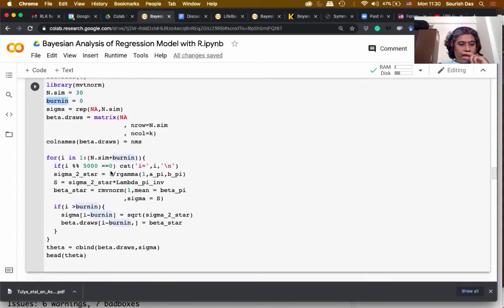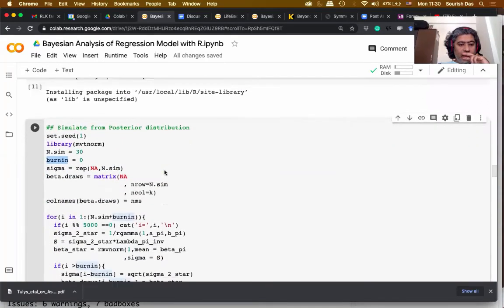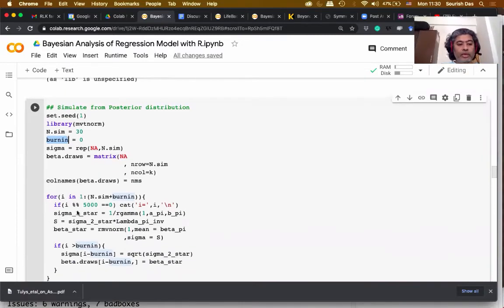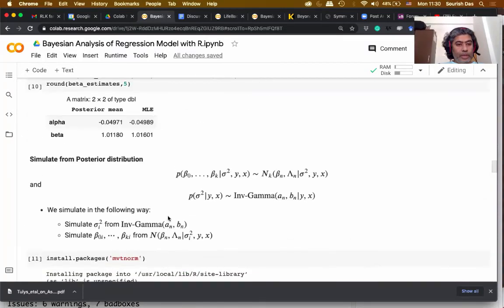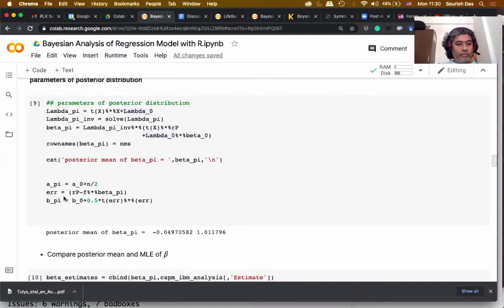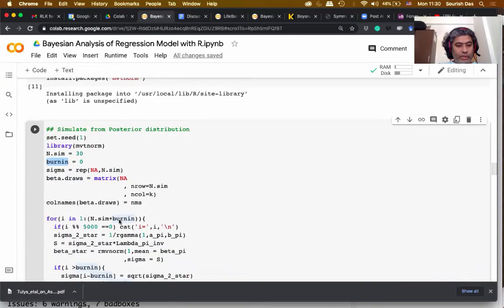Now I have to first simulate sigma square from inverse gamma. So what I'm doing here is I'm simply simulating from gamma and then taking 1 over. That way, I'm just simulating sigma square from inverse gamma with parameters A and B. Here A pi and B pi are the posterior parameters; I will give you the exact form in writing some places.